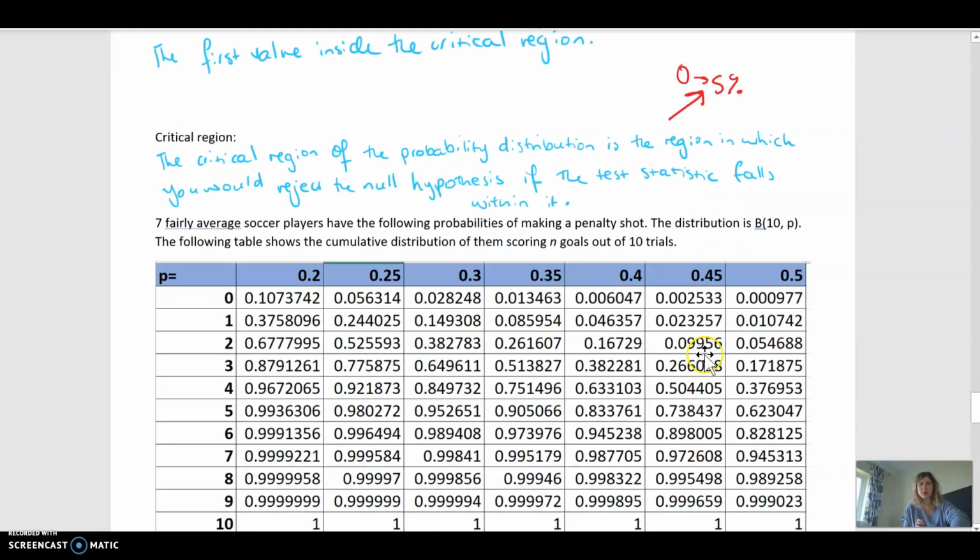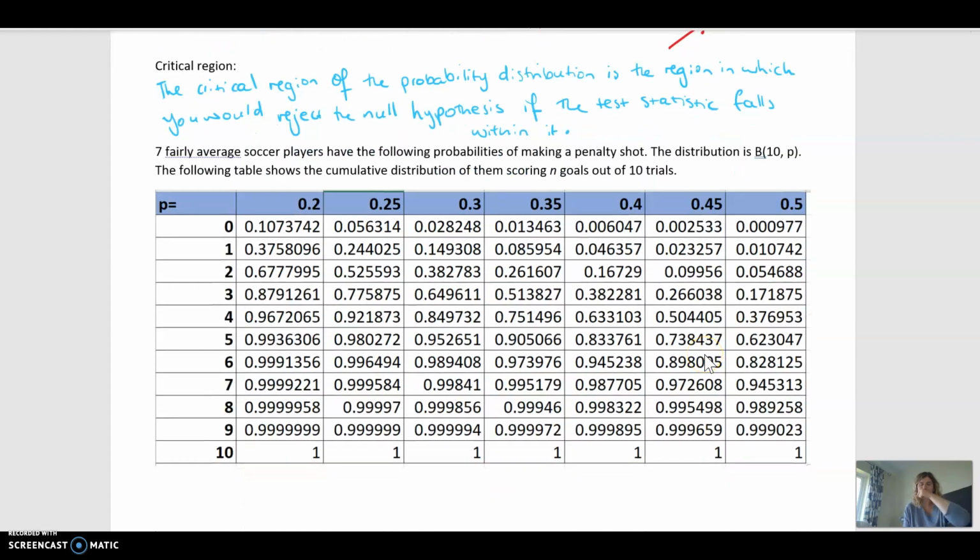This is a distribution where you've got 7 fairly average soccer players with the following probabilities of making a penalty shot. The distribution is binomial, and out of 10 shots, they have a probability of scoring a certain amount of goals. It ranges from a probability of 0.2 to a probability of 0.5. And the table shows the cumulative distribution of them scoring n goals out of 10 trials.